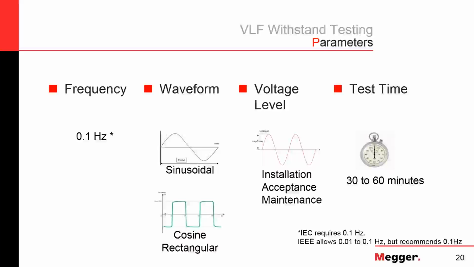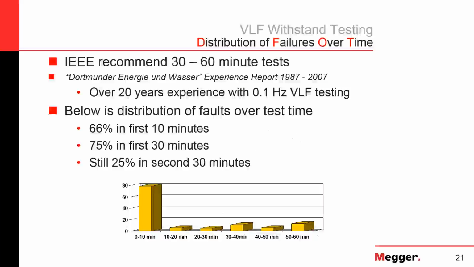The frequency should be done at 0.1 Hertz. In fact, IEC requires 0.1 Hertz. IEEE allows you to reduce your frequency to as low as 0.01 Hertz, although they highly recommend 0.1 Hertz. If you do reduce the frequency, you have to increase the test time. So if I go to 0.01 Hertz, I'm no longer doing an hour test, I'm doing a 10-hour test.